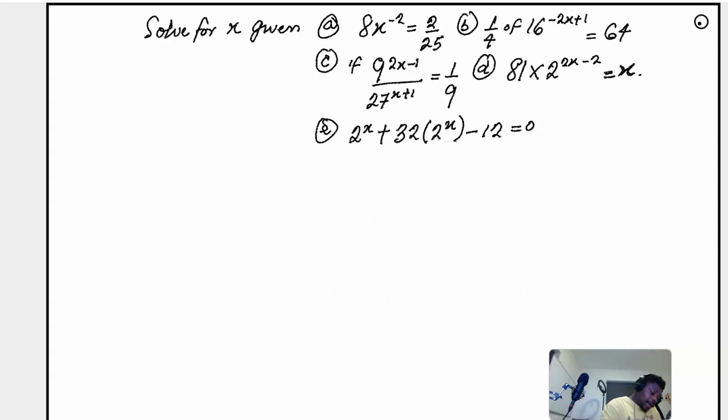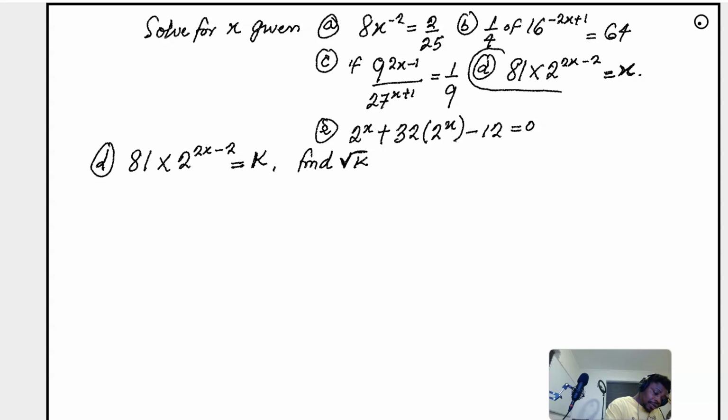Hi. Question D was written wrong. So question D says 81 times. The right one should be this is equal to k. Then the question says find square root of k. That is the right question. So this one here that I wrote before is wrong. So this is the right question here.